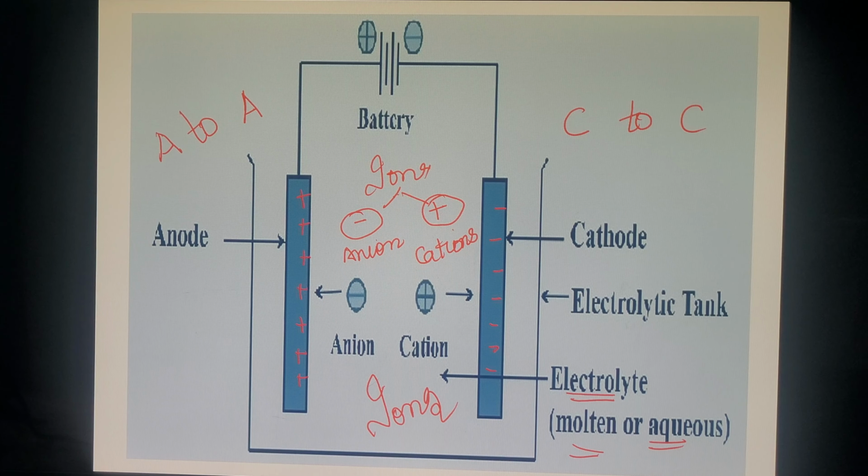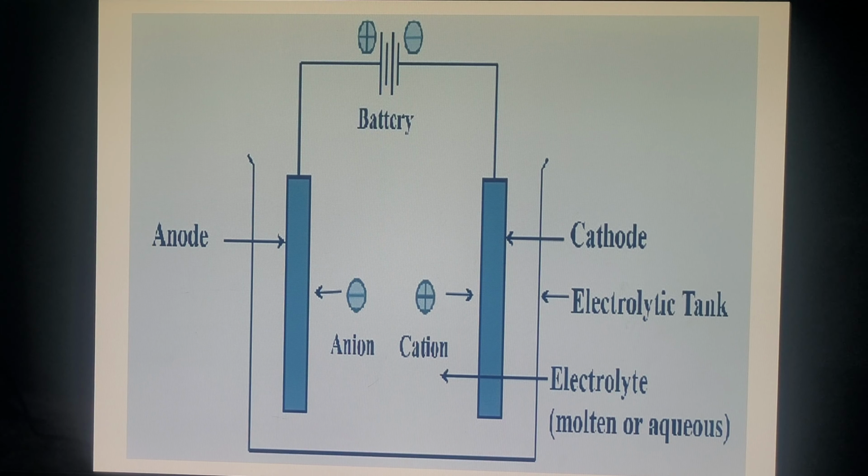Now what are ions? We know there are two types of ion: one that is negatively charged and the other that is positively charged. Clear? Now always remember the short form that I have told you. A to A. What does this mean? A stands for anions. Anions are having what charge? Minus. Anions will go to anode. So A to A means anions will move to anode.